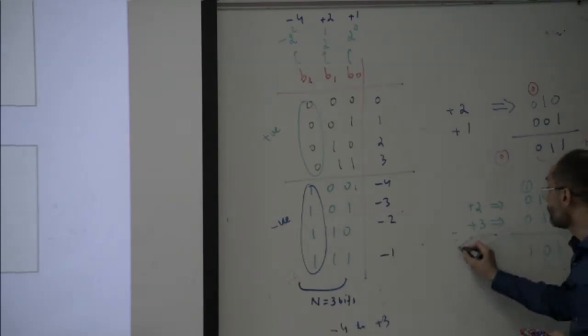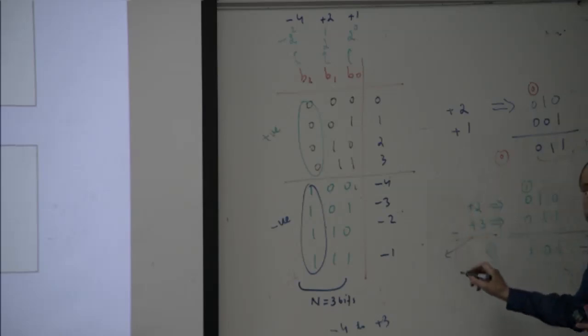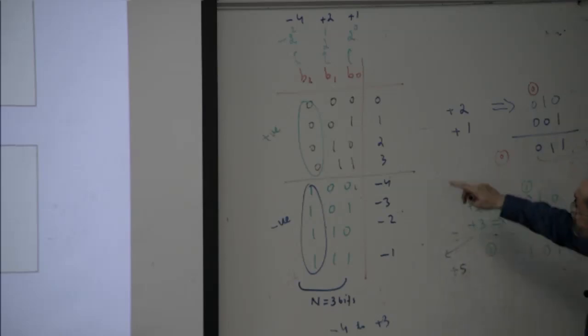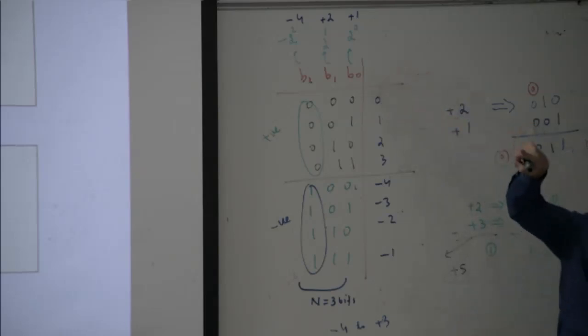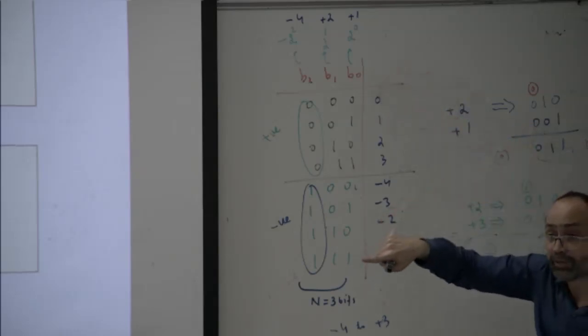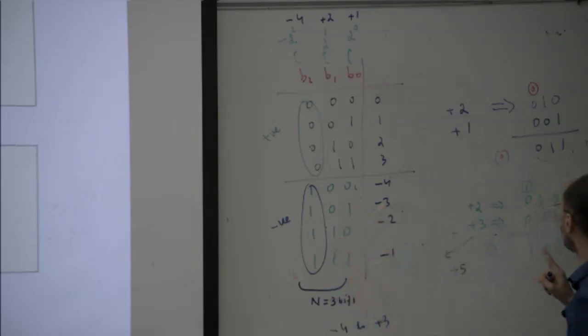Ideally, what should be the result? +5. Does +5 lie within the range? No, because +5 does not lie within the range. This implies that there is an overflow. So an overflow occurs.